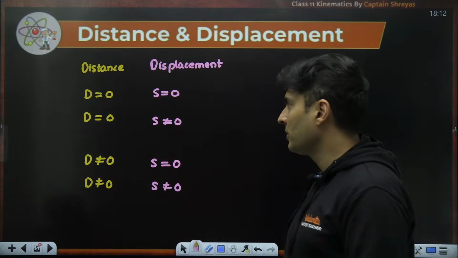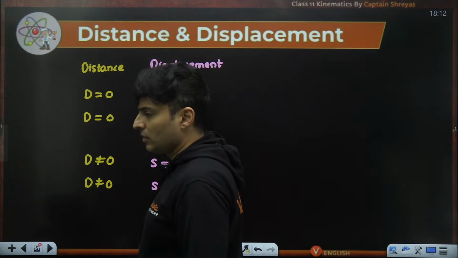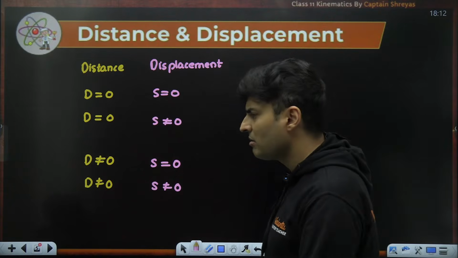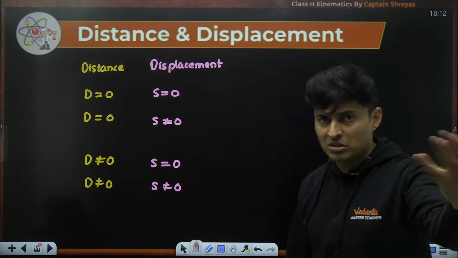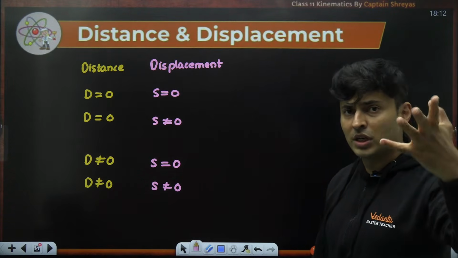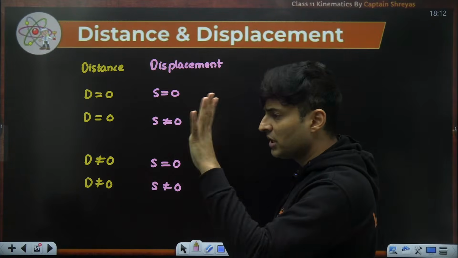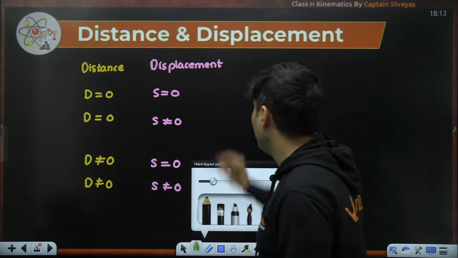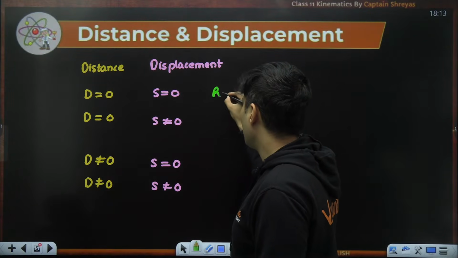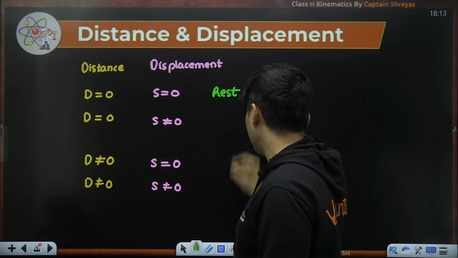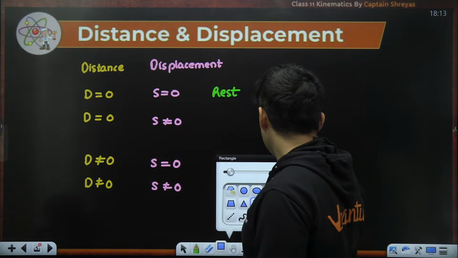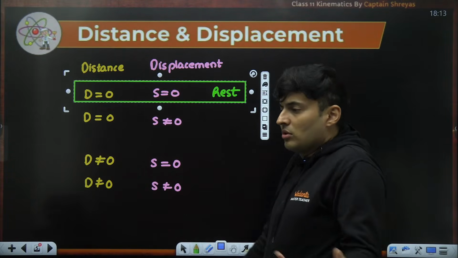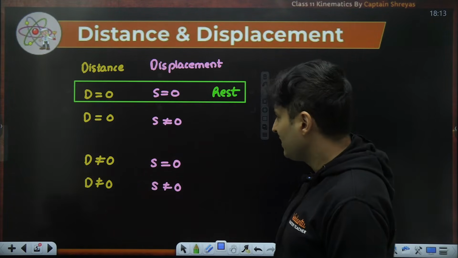Let's think about it, starting with the first scenario. I have not traveled anything, and I have not been displaced either. It's like a donkey. A donkey does not move, it stays there. Every time, the donkey is just lying there. So yes, this is possible. Basically, you are most likely at rest. If you are at rest, then you're not traveling anything and your displacement is also not there. Possible.